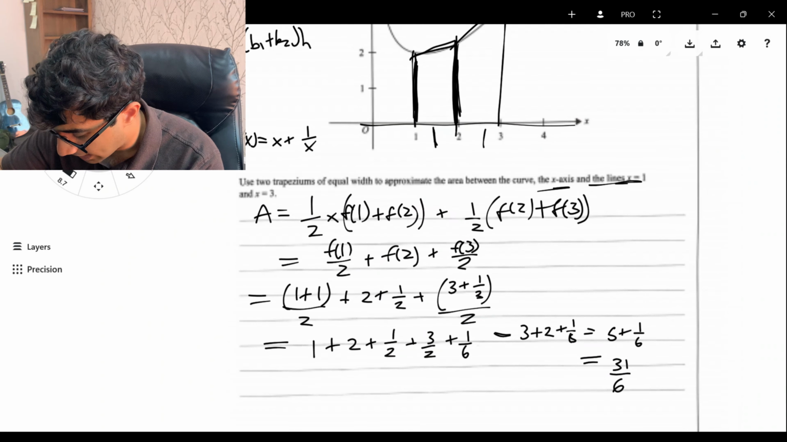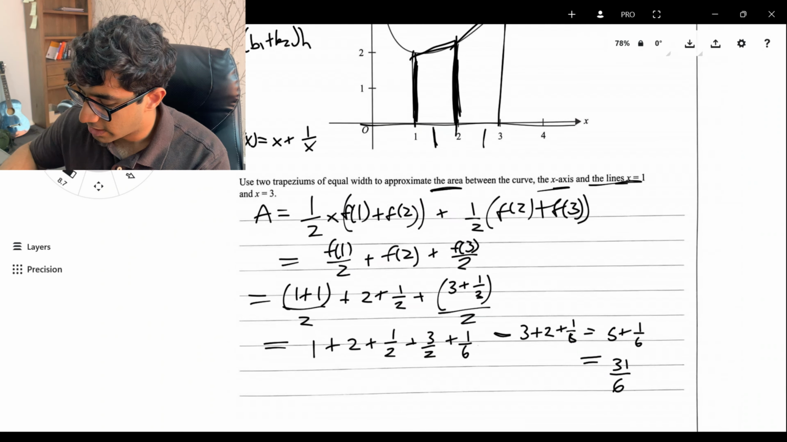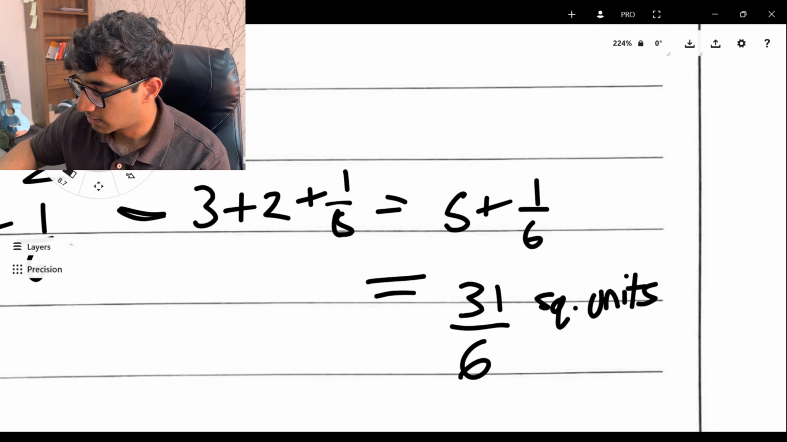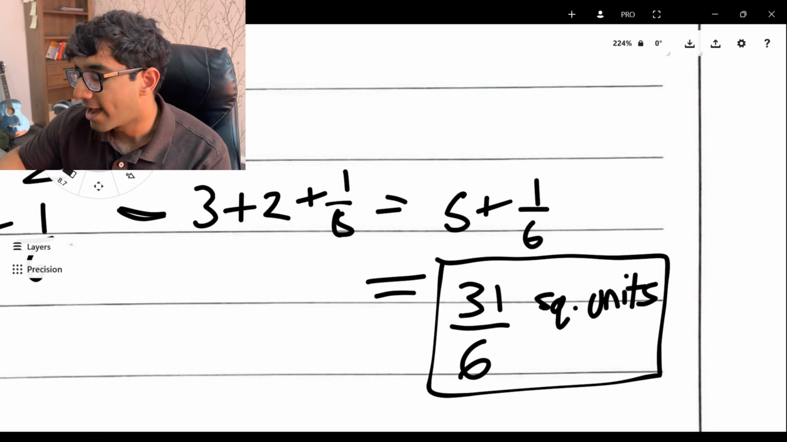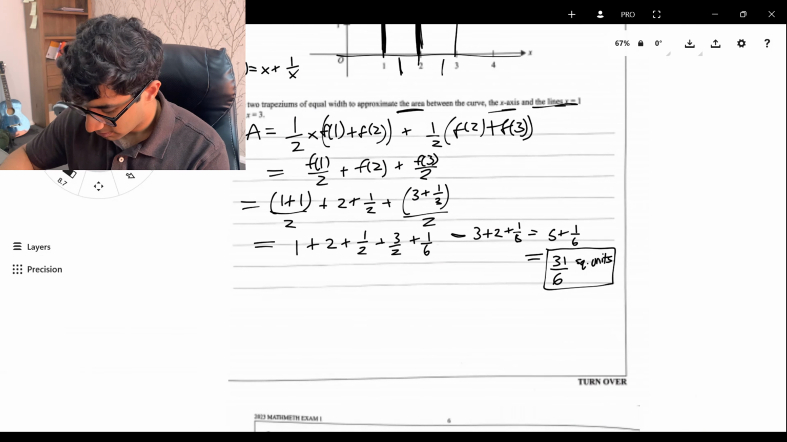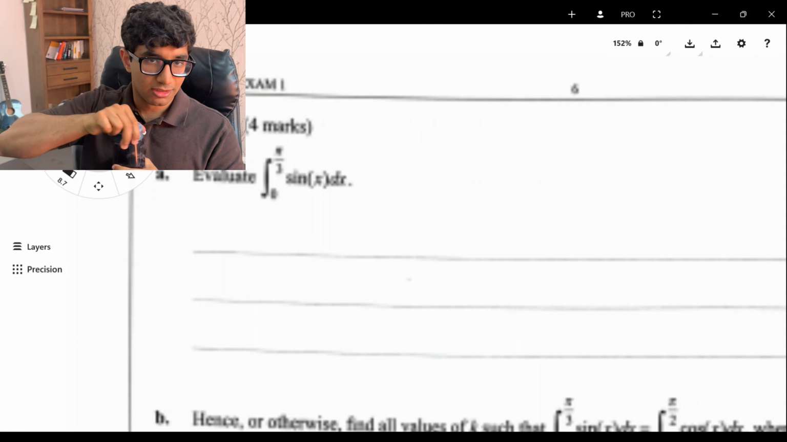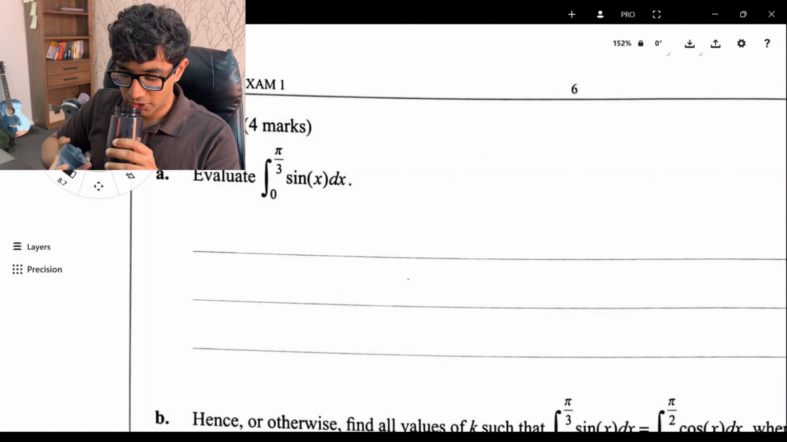The question is just asking for approximate area, so I'll say square units. But it's not necessary to say square units, so don't stress if you didn't do it. I just like doing it personally, but your choice. Okay, there's that one. Let's take a quick water break before we move on.